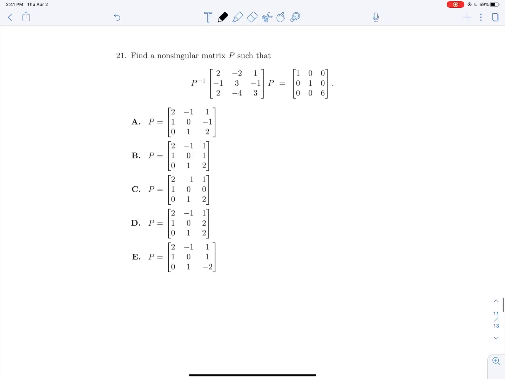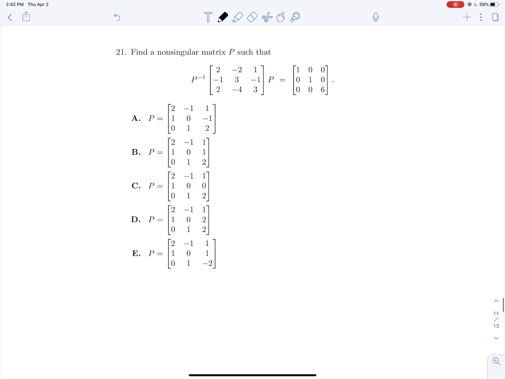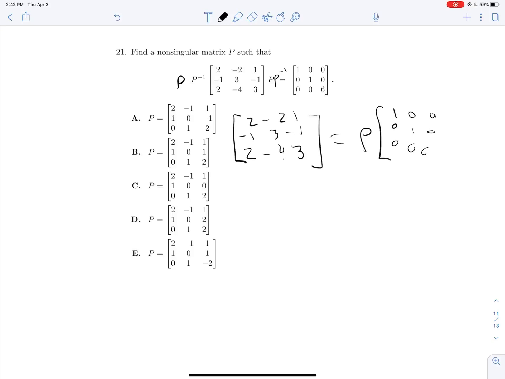21, find a non-singular matrix P such that this whole thing holds. Let's rearrange this a little bit and we'll get a diagonalization expression that we're more familiar with. Let's multiply the left side by P and the right side by P inverse, and we will get the matrix 2, negative 2, 2, negative 2, 1, negative 1, 3, negative 1, 2, negative 4, 3 is equal to P times the diagonal matrix 1, 0, 0, 0, 1, 0, 0, 0, 6 times P inverse.